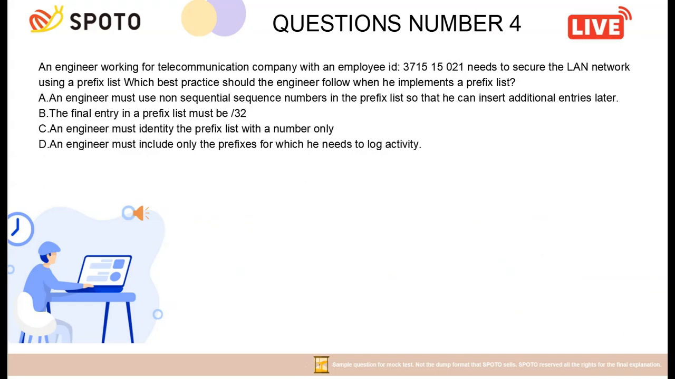Question 4. An engineer working for a telecommunication company with an employee ID 3715-15021 needs to secure the LAN network using a prefix list. Which best practice should the engineer follow when he implements a prefix list? An engineer must use non-sequential sequence numbers in the prefix list so that he can insert additional entries later. The final entry in a prefix list must be /32. An engineer must identify the prefix list with a number only. An engineer must include only the prefixes for which he needs to log activity. You have 15 seconds to answer.